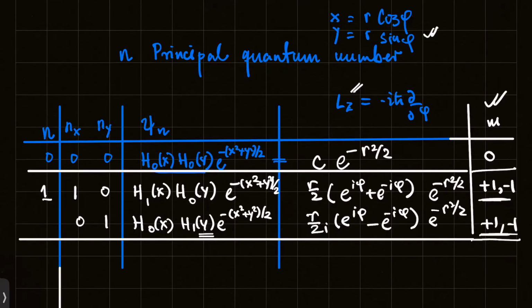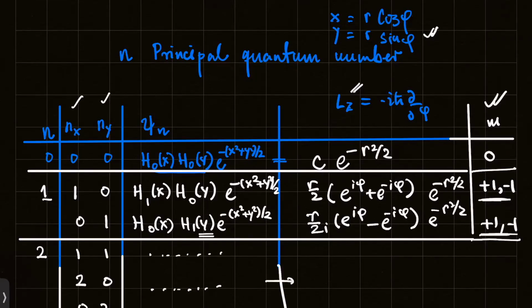So similarly, if you do n equals 2, you can then satisfy this in three different ways. Well, you can have 1 and 1, or you can have 2 and 0, and you can have 0 and 2. And you can write the Cartesian coordinate wave functions here.